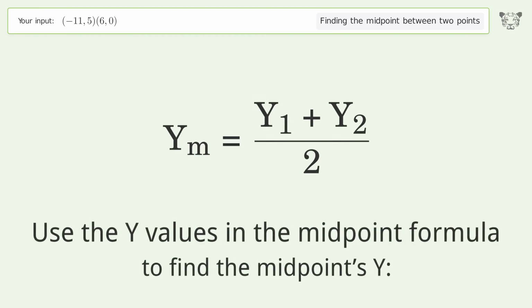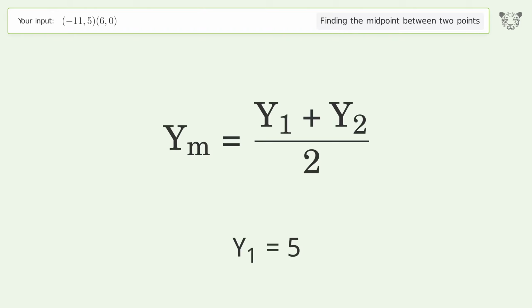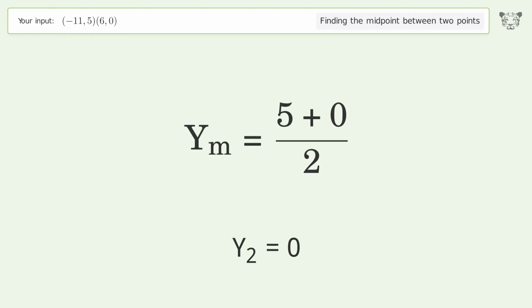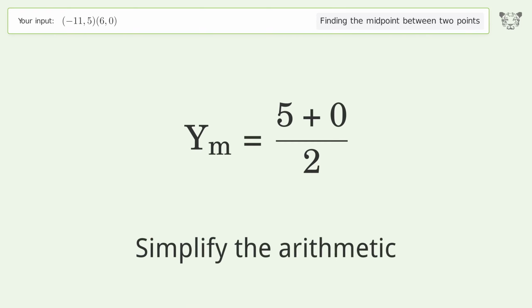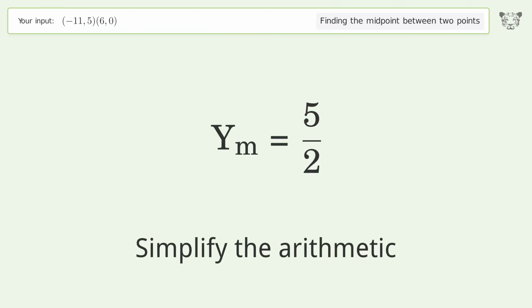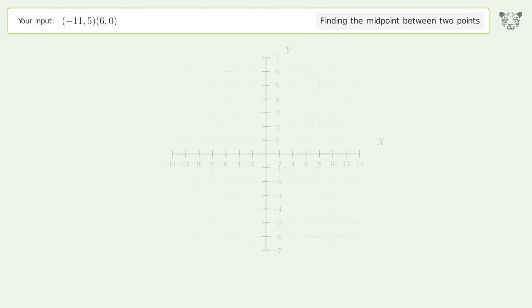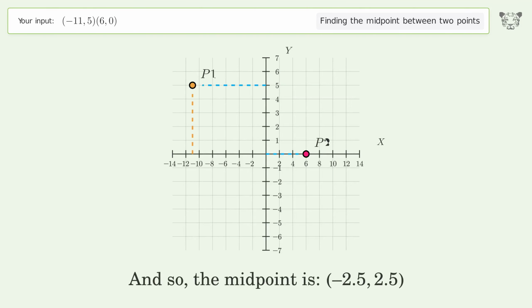Use the y values in the midpoint formula to find the midpoint's y. y1 equals 5. y2 equals 0. Simplify the arithmetic. And so, the midpoint is negative 2.5, 2.5.